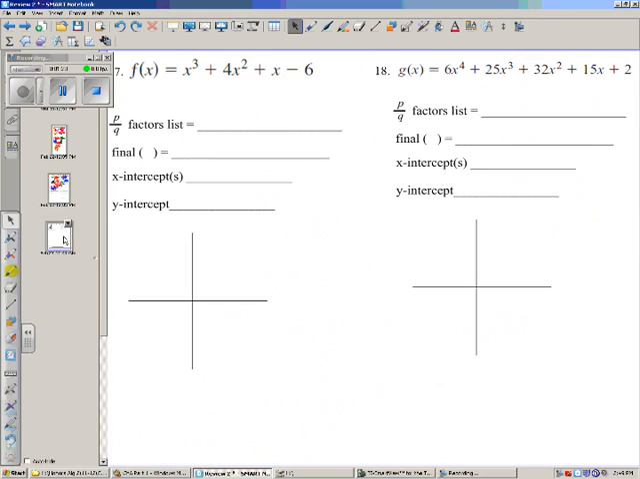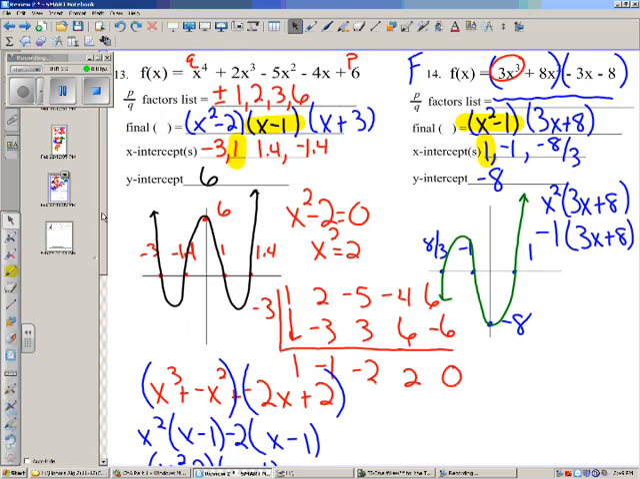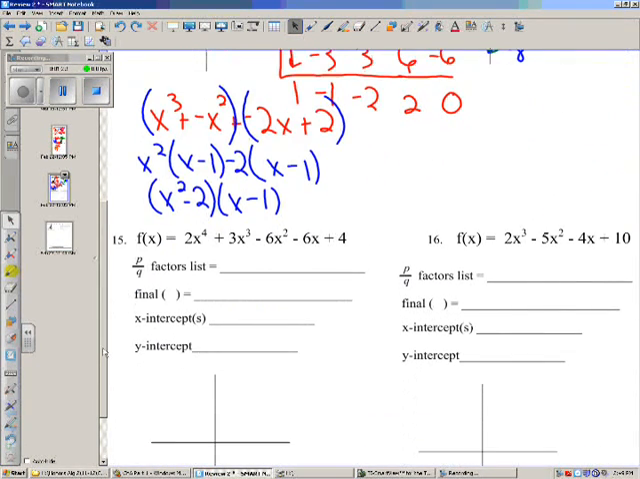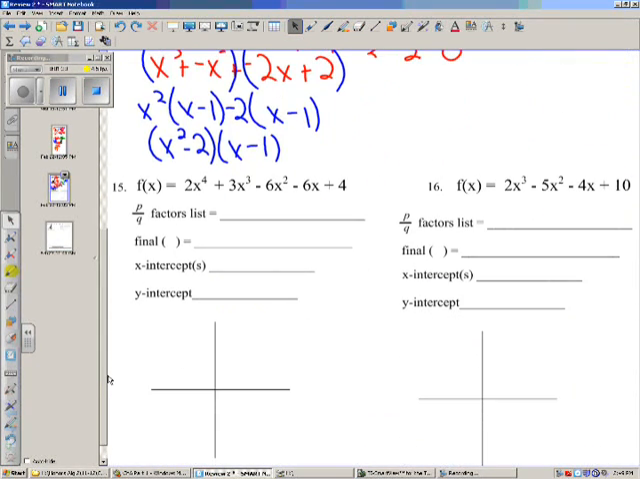Let's go to the last page. All right. 17. I have to jump back. Oh, sorry. We've got 15 and 16. Just realized that. All right, 15 and 16.